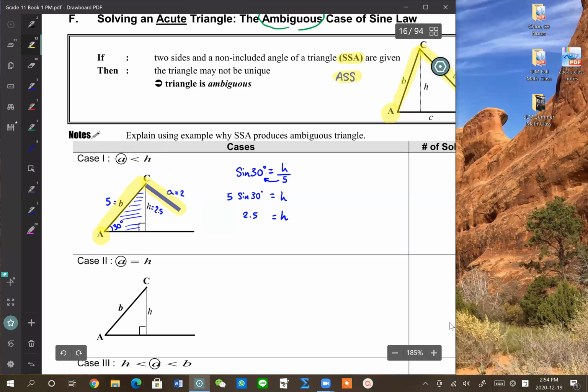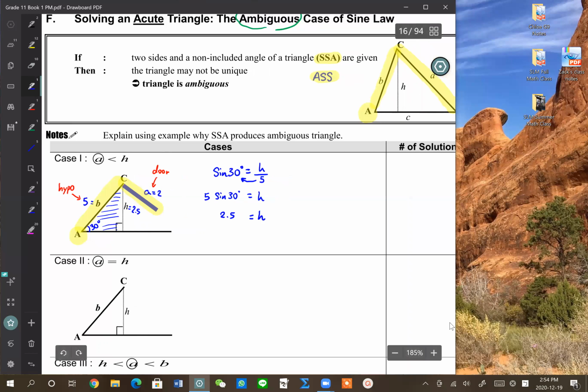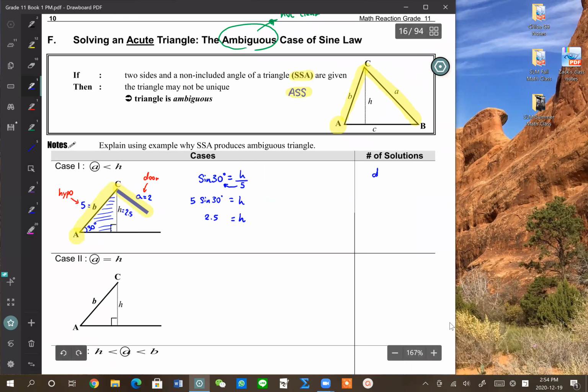So the side that is swinging, I call that the door. This is the door. The one that's on the hypotenuse, we'll just call that the hypotenuse. So let's write it on the right side: when the door is shorter, less than means shorter, shorter than the height, then you get no solution.